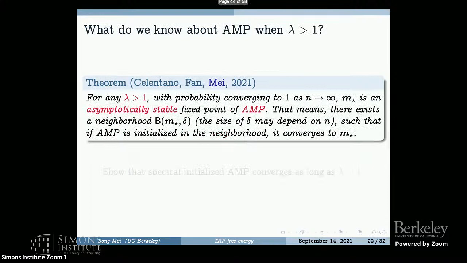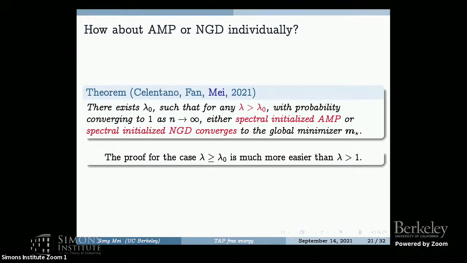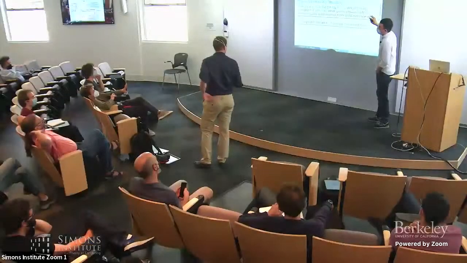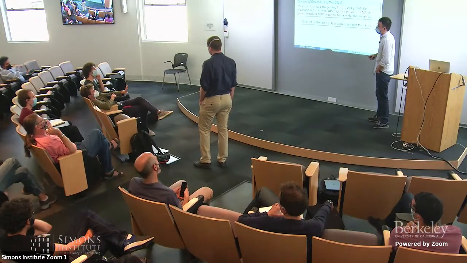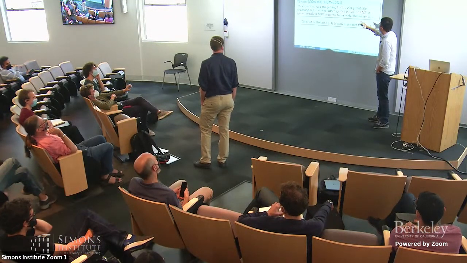Really, either. It could be that for some instance AMP works, and for some other instance NGD works. These are two theorems. One theorem is that AMP will converge. Another theorem is NGD will converge. So they both do. Oh, both. Okay. Actually, it's both.